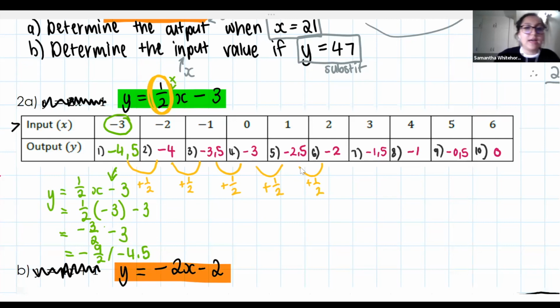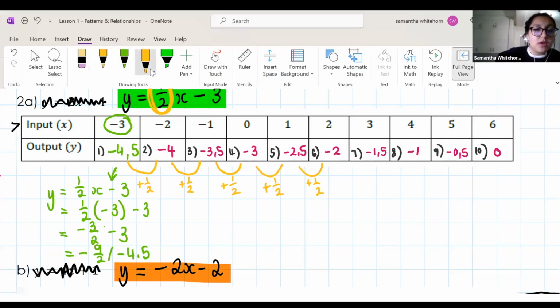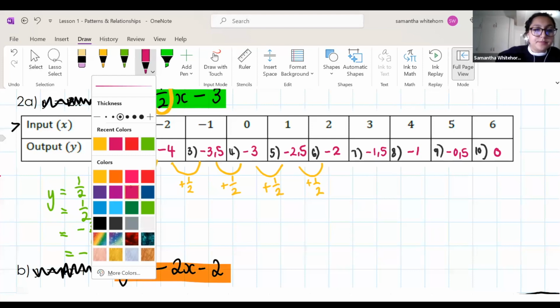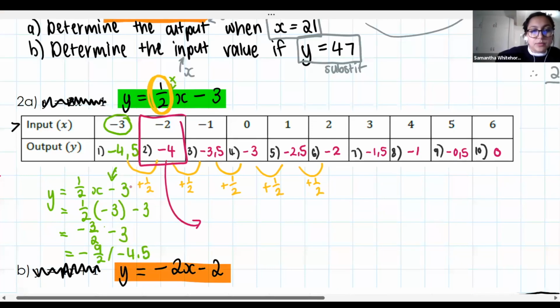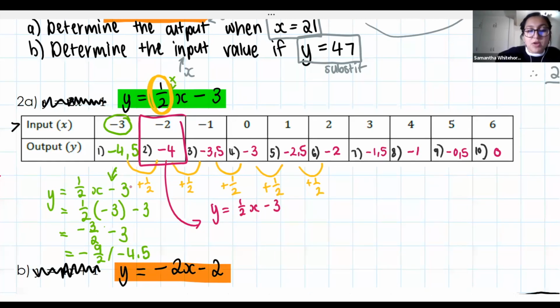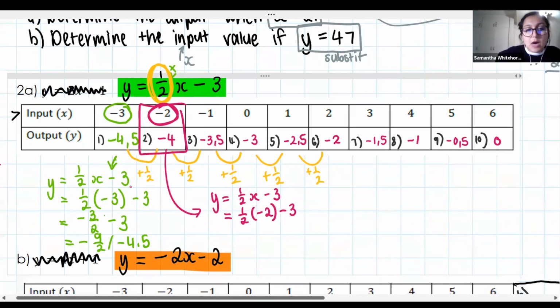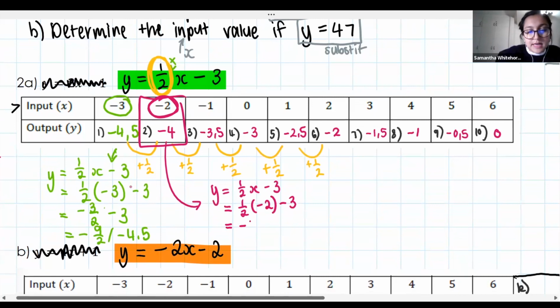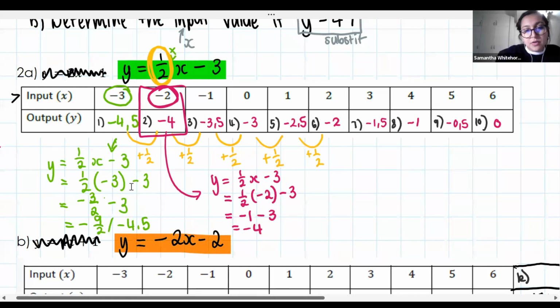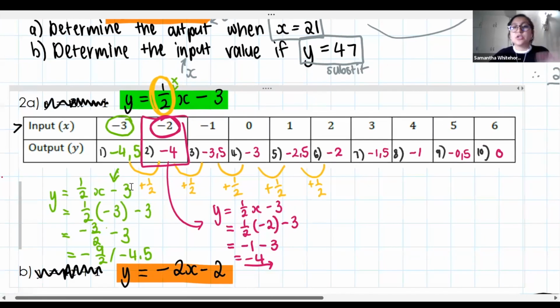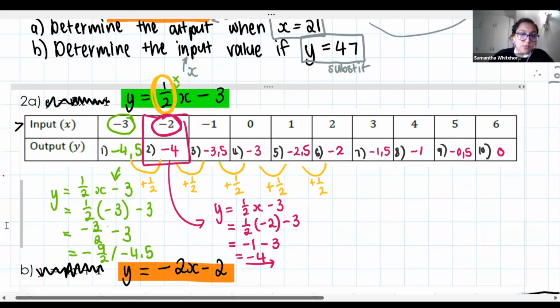Okay, so if we have a look at -4, here we are. If we take our rule, we've got y is equal to a half x minus 3. And remember I said it's a half times x. So we would say a half times -2, because that's my input or my x value. And then we subtract 3. Now a half times -2 is -1, and -1 minus 3 gives us -4. So it's all through the substitution of our x values into our rule.